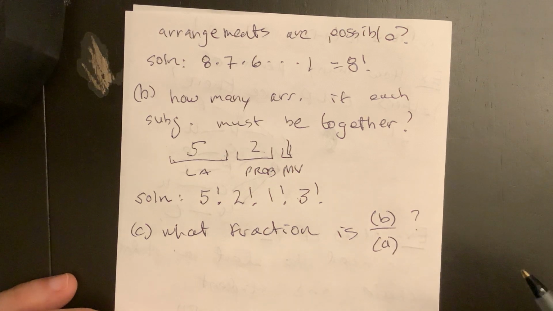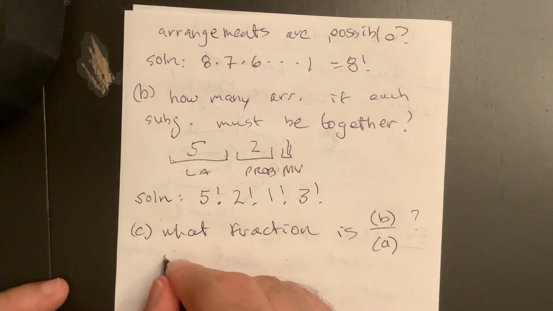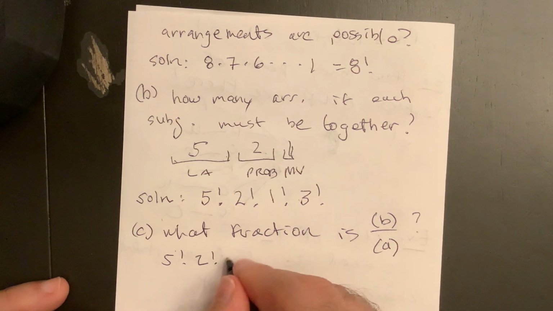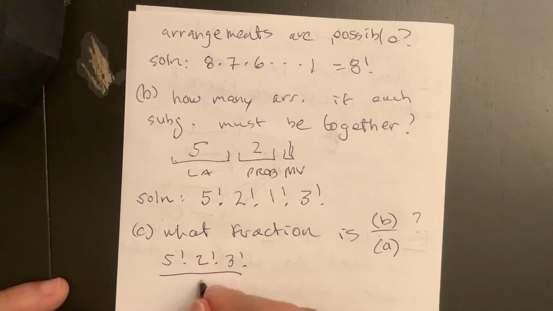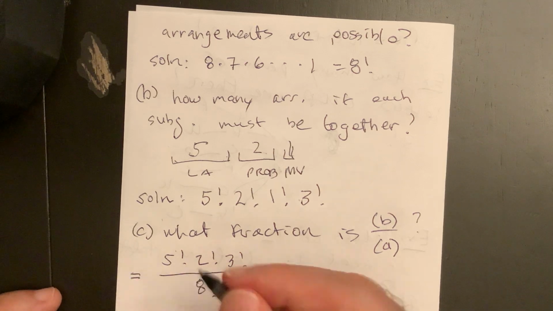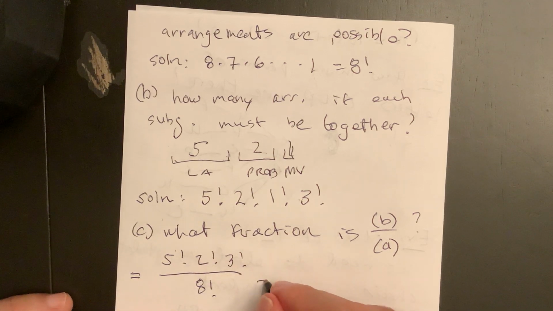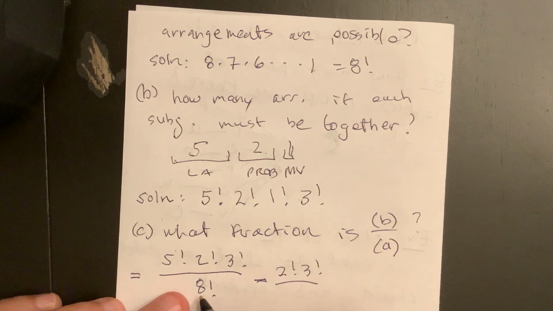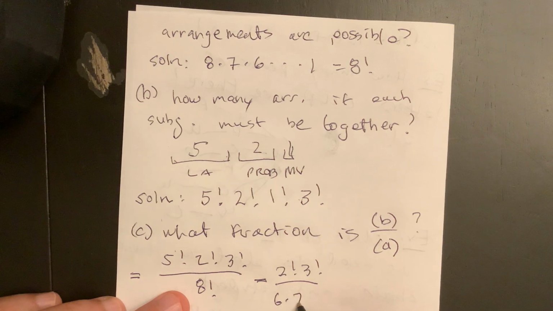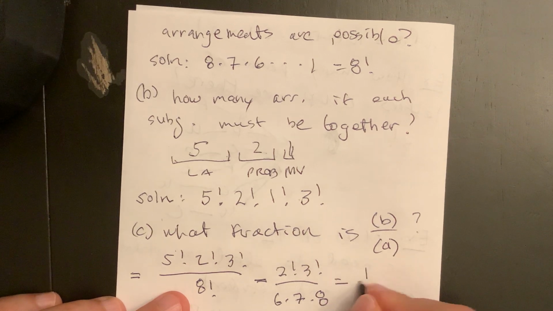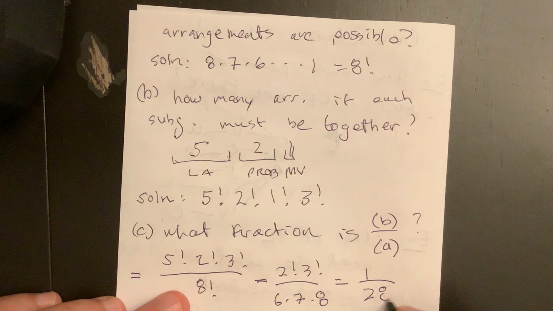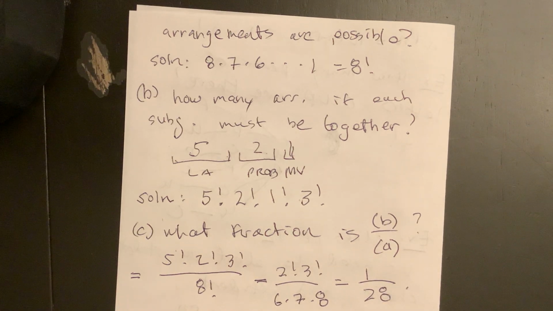Might be interesting. So we could look at 5 factorial, 2 factorial, 3 factorial, I can drop the 1 now, over 8 factorial. And there's all this cancellation that goes on. I think that's why I wanted to do this. So I have 2 factorial, 3 factorial over, down here I just have 6 times 7 times 8, right? 6 is 3 factorial. So the answer is 1 in 28. Okay, so there's a 1 in 28 chance, if you were to do this completely randomly, that they would all come out together.